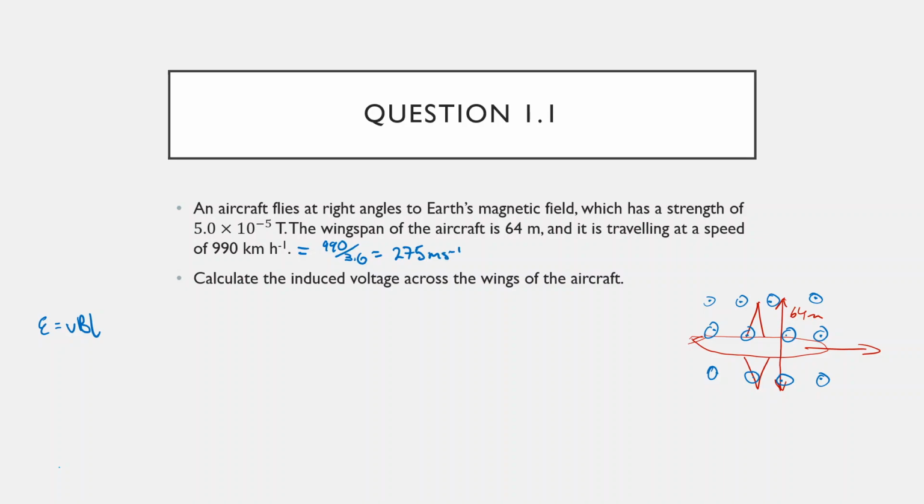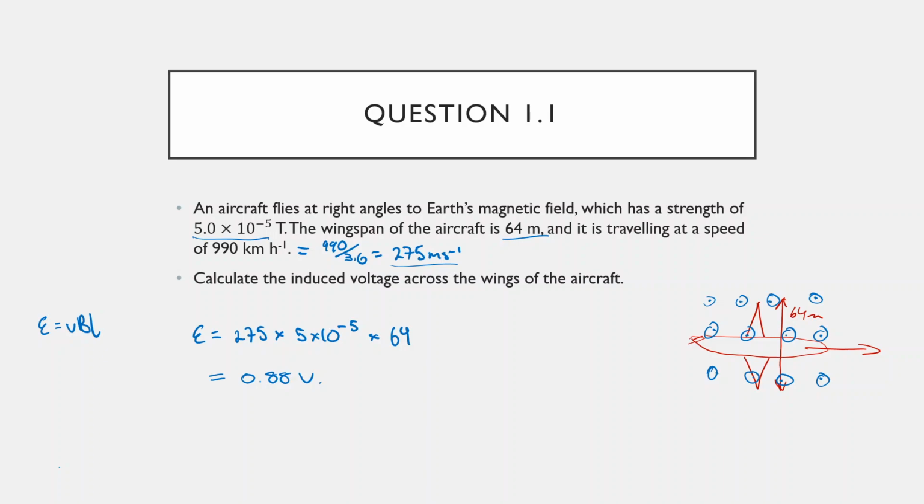Okay, so we're dragging a conductor of length 64 meters through a magnetic field of strength 5 times 10 to the negative 5 Tesla at a speed of 275 meters per second. And our job is to work out the induced EMF in this conductor, which are just the wings. So we can now just multiply everything together. Induced voltage is 275 times 5 times 10 to the negative 5 times 64, and you end up getting something like 0.88 volts.